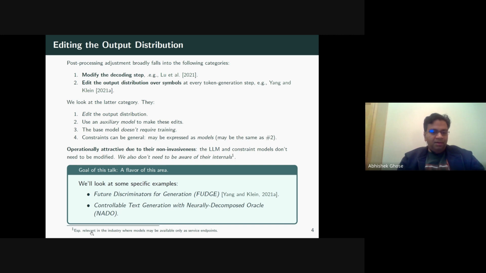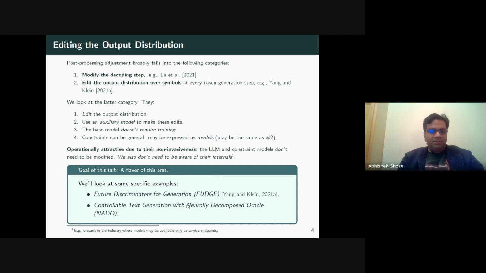And if you see the footnote here, this is especially relevant in the industry where you might be using models off Amazon SageMaker or some Azure service, so you don't even know what the internals are. You are just using the model as a service endpoint, right? So this makes it operationally very attractive that I don't have to really know how the models operate under the hood, but I can still adapt my LLM to something I want, right?